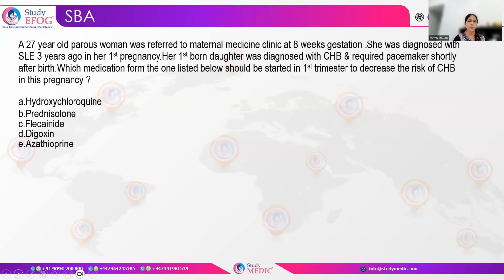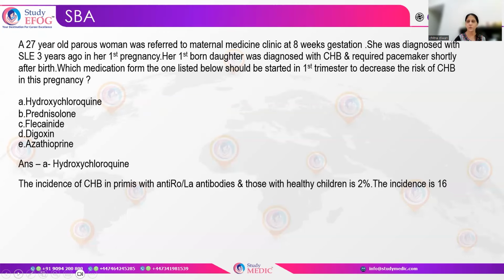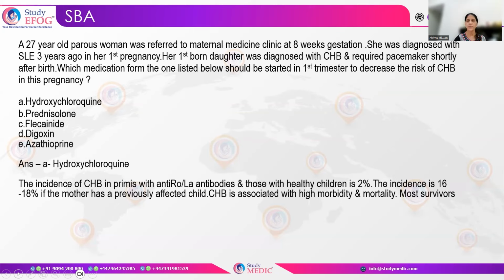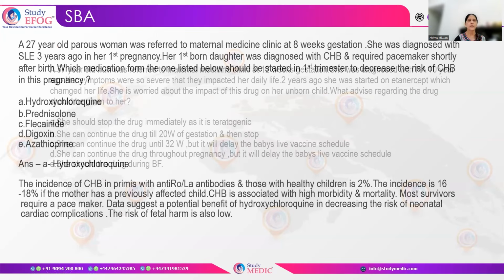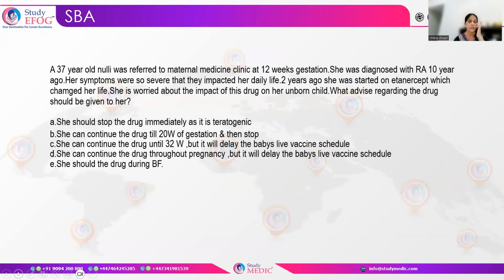Now you have a 27-year-old para 1 woman referred at 8 weeks of gestation. She was diagnosed with SLE in her first pregnancy. First-born daughter has congenital heart block, required a pacemaker. Which is the medication that should be given to this woman to prevent a congenital heart block in the fetus? So the drug of choice is hydroxychloroquine. Studies have shown that in women who have anti-Ro, anti-La antibodies, if they take hydroxychloroquine during pregnancy, the risk of the fetus getting a congenital heart block is less. Okay? And it is not a drug that is contraindicated in pregnancy.